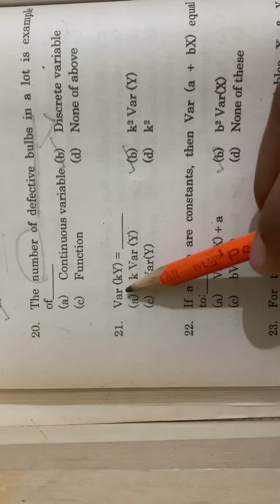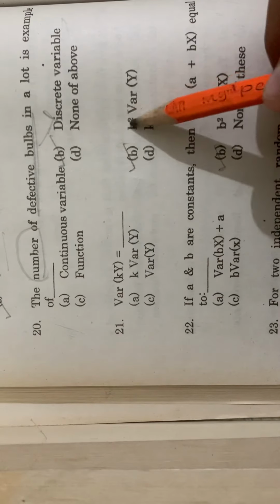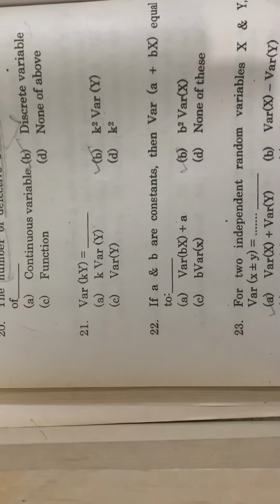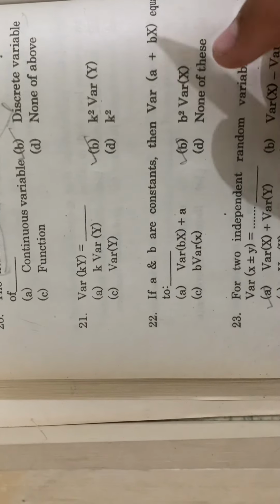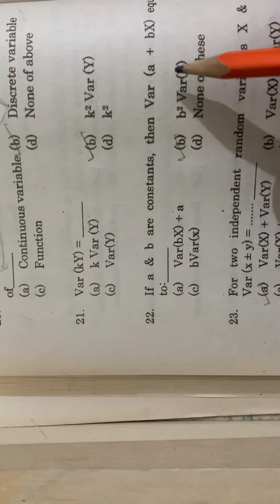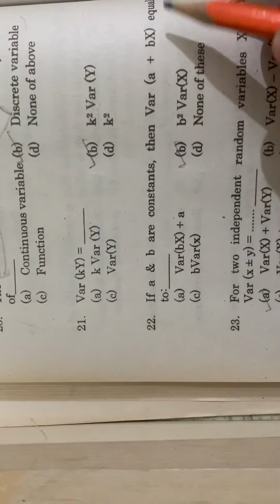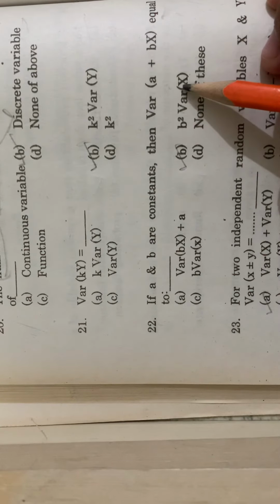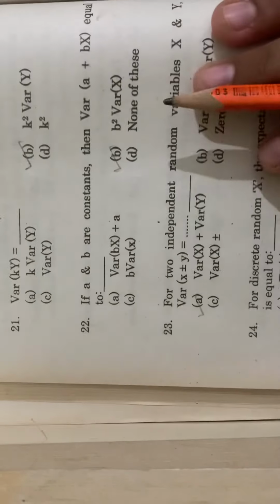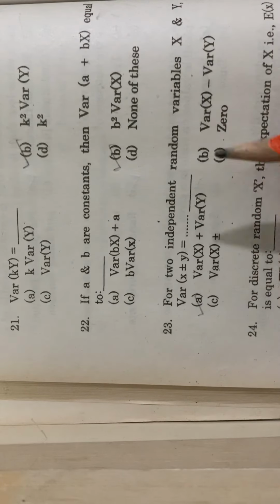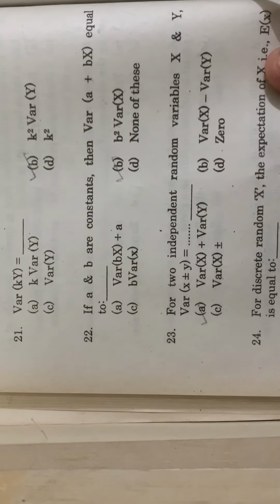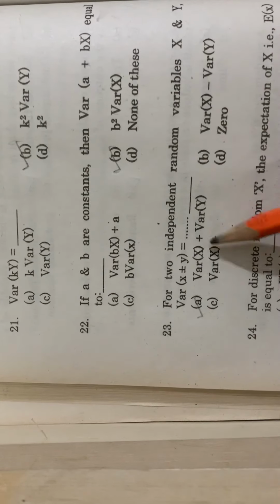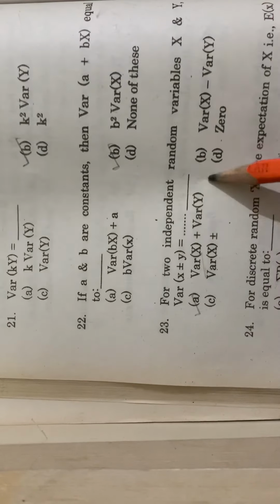Number 21st MCQ is Var(kx) is equal to k square Var(x). Okay. Now we have MCQ number 22, that is if a and b are constants, then variance of a plus bx equal to dash b square variance x. Okay. For 23 MCQ, we have for two independent random variables x and y, variance of x plus minus y is equivalent to dash or equal to variance x plus variance y.